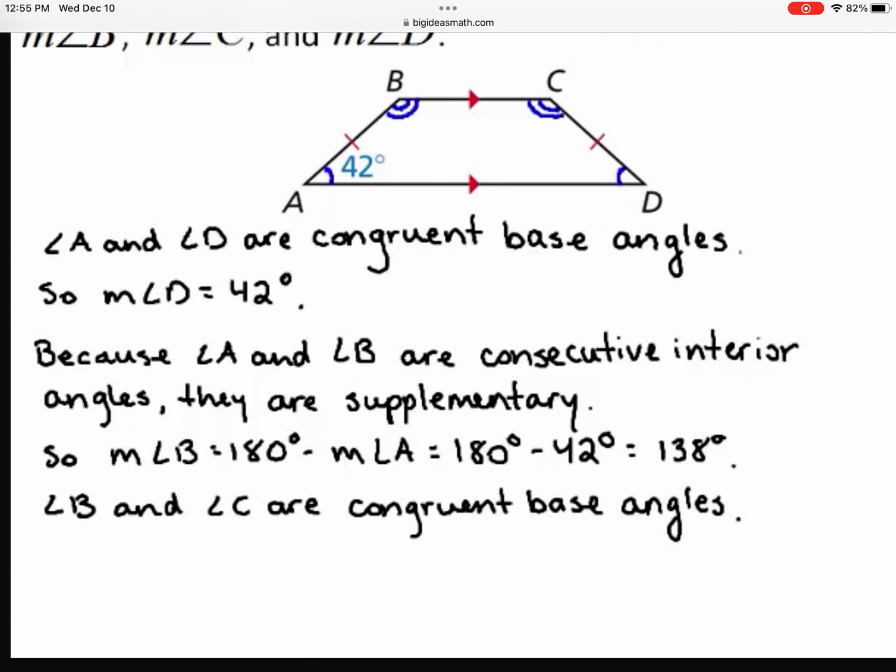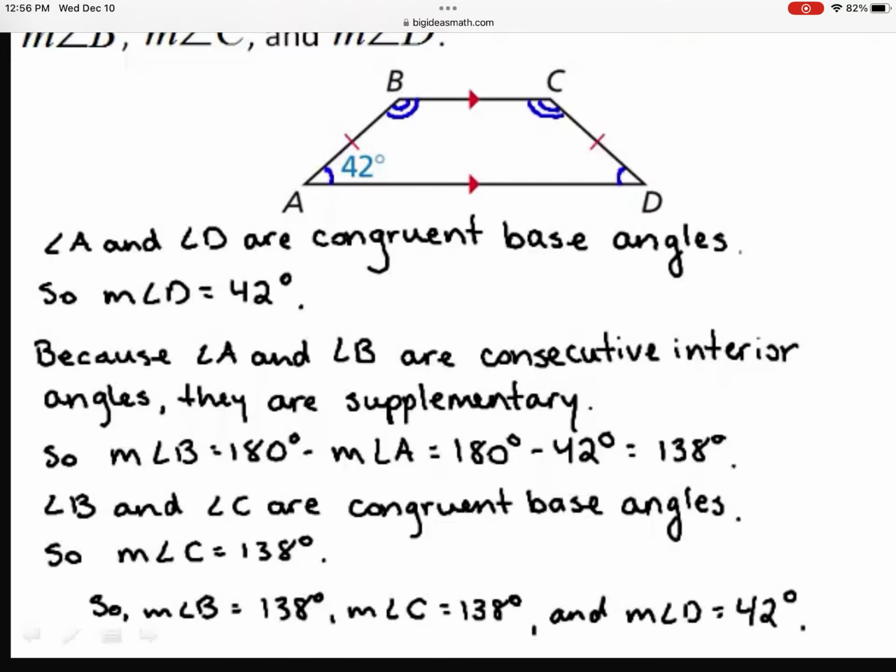Also, angle B and angle C are congruent base angles by the isosceles trapezoid base angles theorem. So the measure of angle C equals 138 degrees because the measure of angle B equals 138 degrees. So the measure of angle B equals 138 degrees, the measure of angle C equals 138 degrees, and the measure of angle D equals 42 degrees.